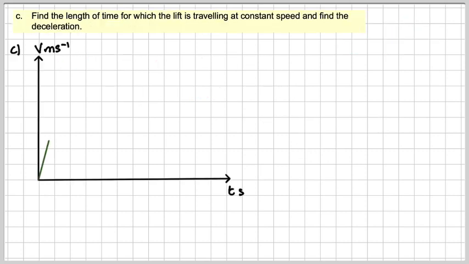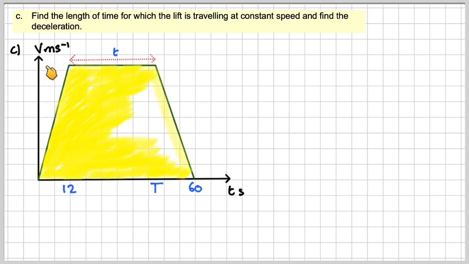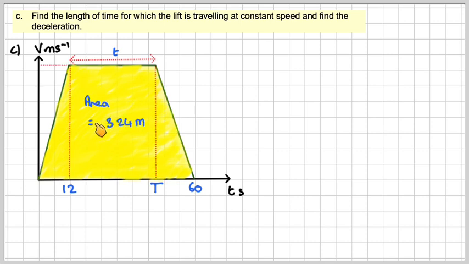Okay, now find the length of time for which the lift is travelling at a constant speed, and find the deceleration. So what we've got to find here is this. But before we can do that, we've got to find this speed here. What is that speed? We know that the area under this graph must be 324, because the area under a speed time graph gives us distance travelled. Okay, so find the speed after 12 seconds.